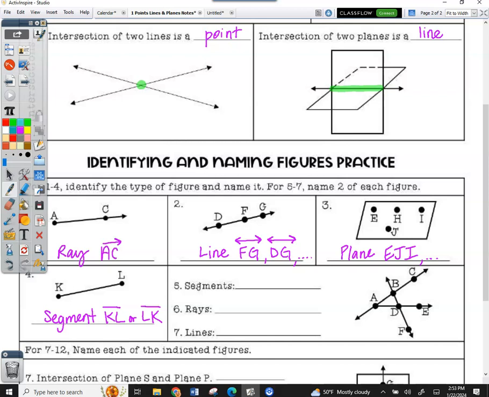Okay, now we have a more complicated picture. And then it says for 5 through 7, name 2 of each type from this picture. So if this is the picture you focus on, I want you to tell me 2 segments, 2 rays, 2 lines. I'm going to help you out here because I don't want you to complicate something that doesn't need to be complicated. You'll be fine. Are you giving me an answer?